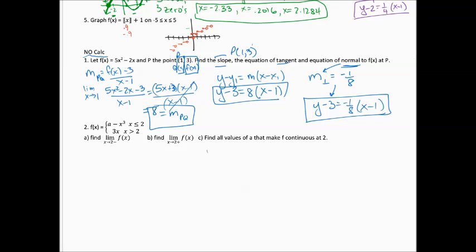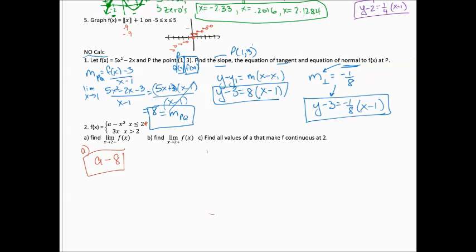Okay, take a look at the next problem. Here for part A, they want us to find the limit as x approaches 2 from the left of f of x. Okay, so 2 from the left means I'm going to look at the top part of this piecewise function. So plugging it in, you'll get simply a minus 2 cubed, which is a minus 8. That's it. That's part A.